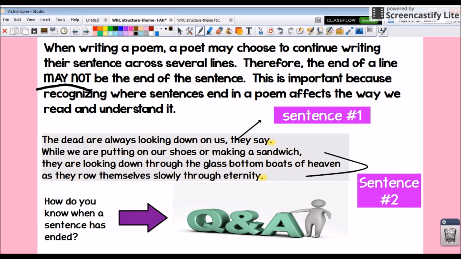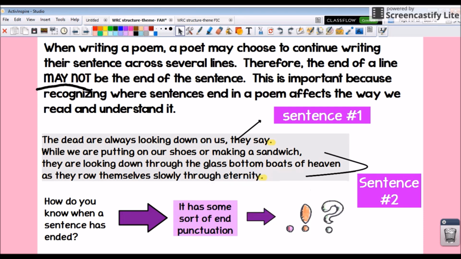How do you really know when a sentence is ended? Easy. You look for the end punctuation. So you're looking for either a period, an exclamation mark, or a question mark. Here in the first line, we have the period. The second line actually ends with a comma, which means it is not the end of the sentence. It doesn't end until the period at the end of line 4.